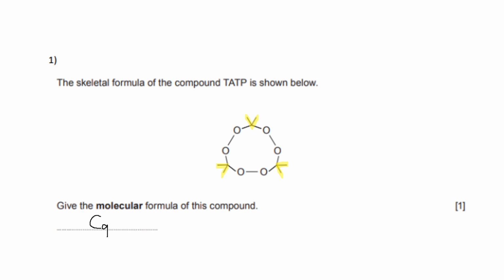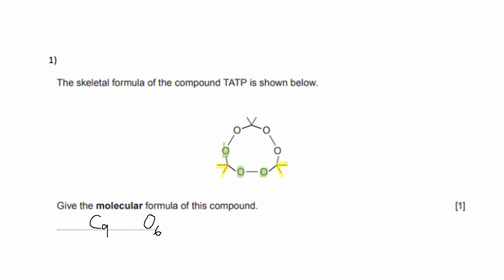And if I just change the highlighter now to green, you've got 1, 2, 3, 4, 5, 6 oxygens. So it's going to be O6.